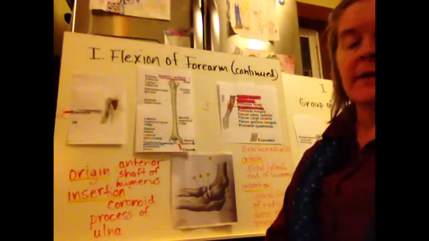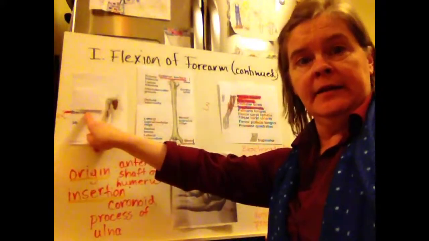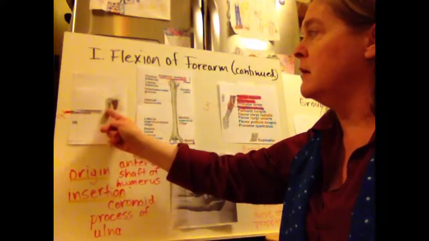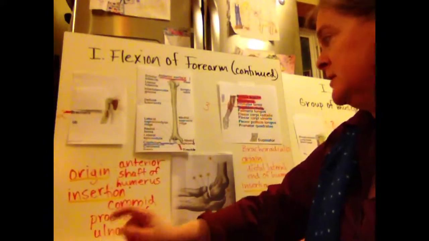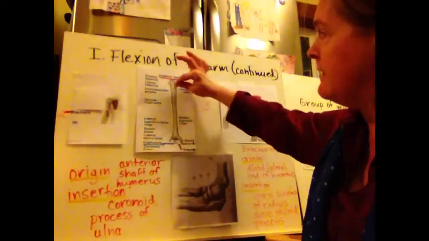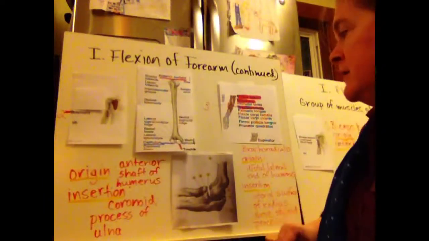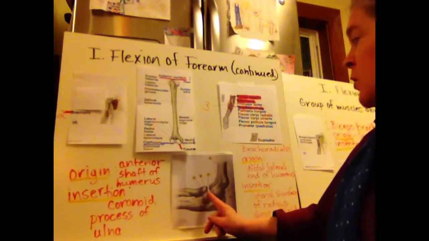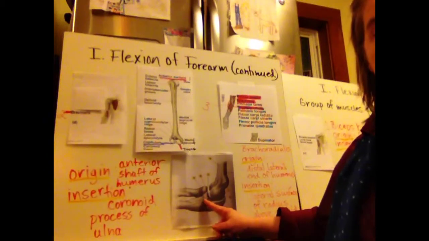Flexion of the forearm continued. The brachialis along the anterior surface of the humerus. The origin is in the anterior shaft of the humerus, and the insertion is the coronoid process of the ulna, as indicated here.